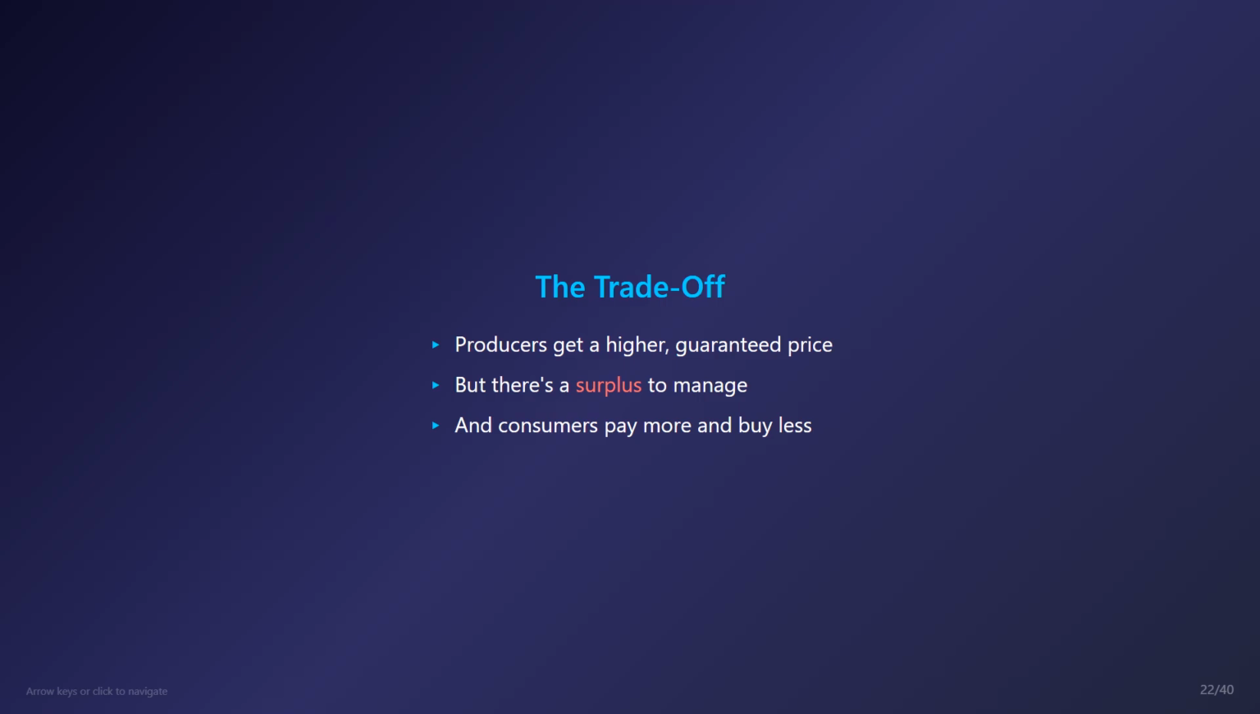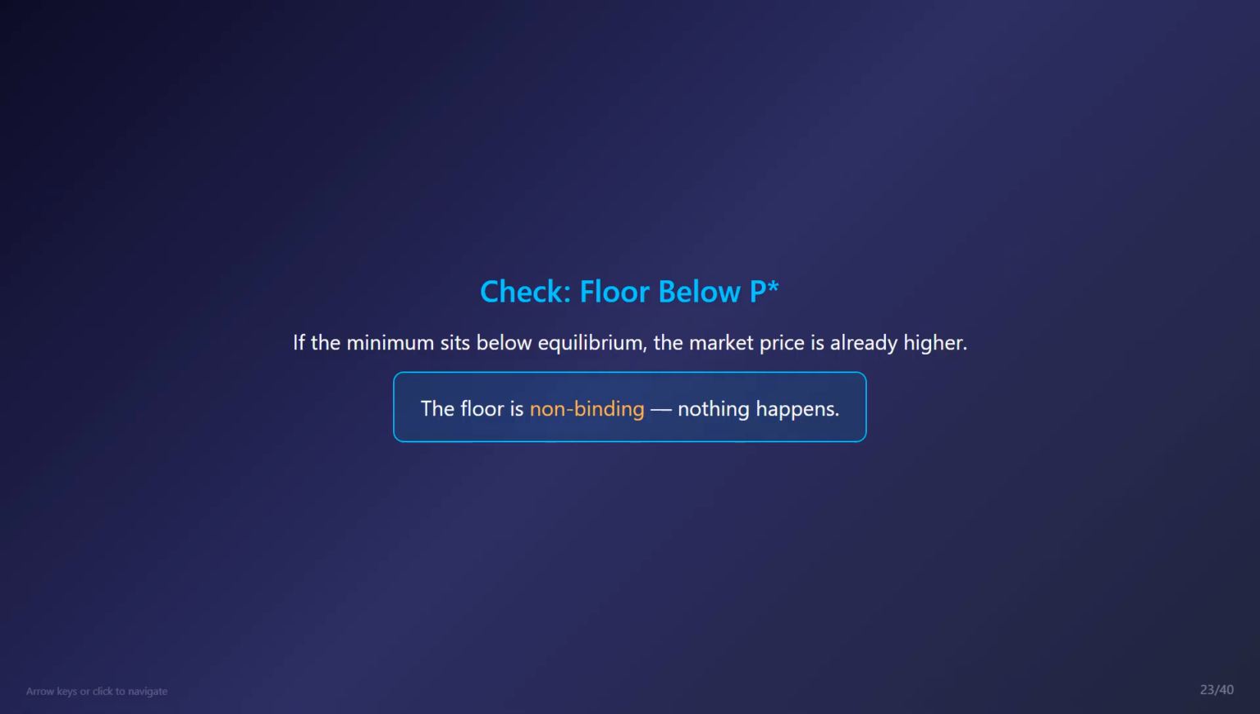But, as always, there's a trade-off. Producers get a higher, guaranteed price, which is the goal. But there's a surplus that someone has to manage, and consumers end up paying more and buying less. Let's check the two cases.